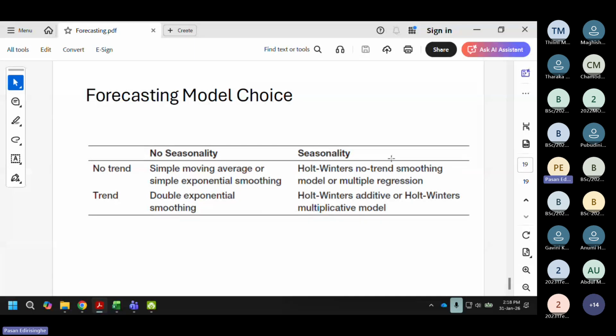So people notice that these models work better than the other models. Okay, so those are the ideas in terms of the forecasting values we have.